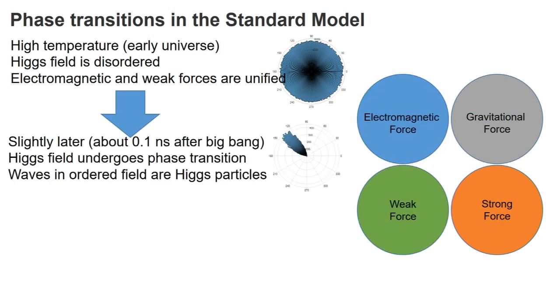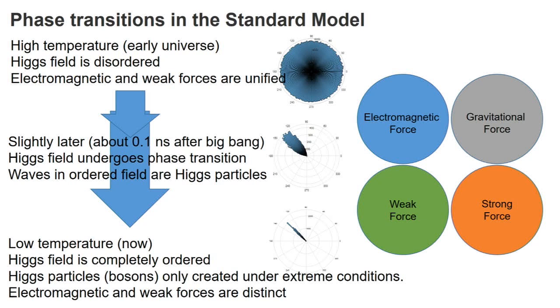So a very short time later, about 1/10 of a nanosecond after the Big Bang, the universe has expanded and cooled enough that a phase transition happens, just like a gas condenses into a liquid or a solid. And this field undergoes a phase transition. And so now I've drawn this plot where the arrows are mostly pointing in the same direction but still wiggling around a lot. And those wiggles are the particles in the field, the Higgs particles or Higgs bosons. By now, much later, the temperature of the universe is much, much lower, and the Higgs field is completely ordered, and the electromagnetic and weak forces are now completely distinct, and we don't really see these Higgs particles anymore because the temperature is too low for these particles to exist, these wiggles to happen in the field.